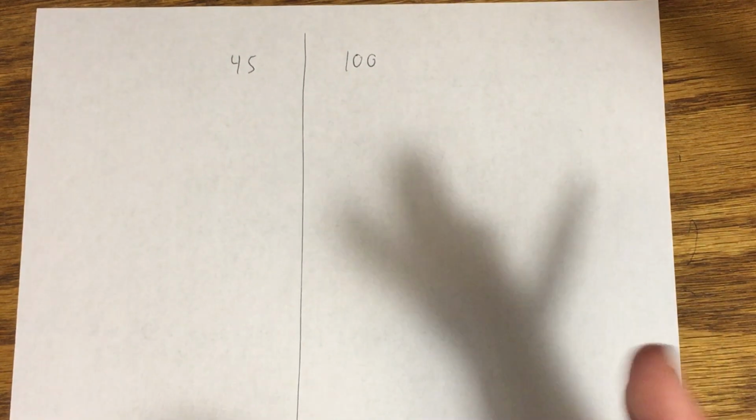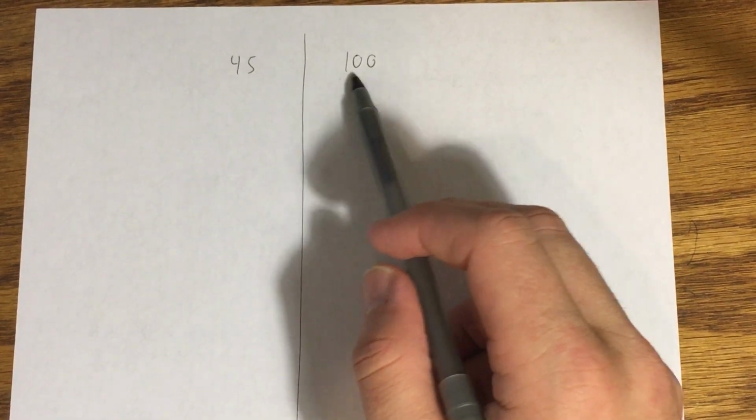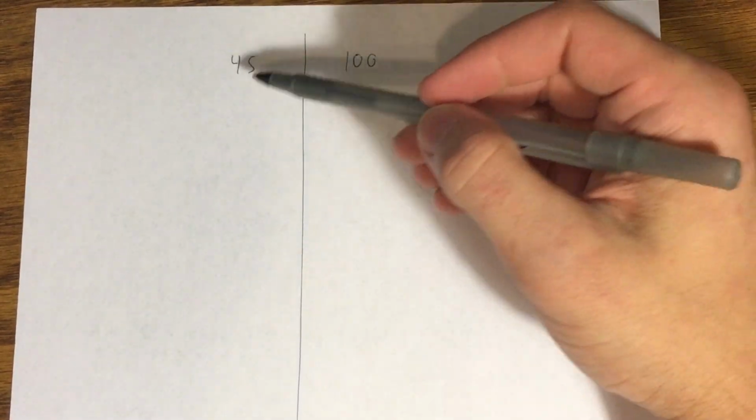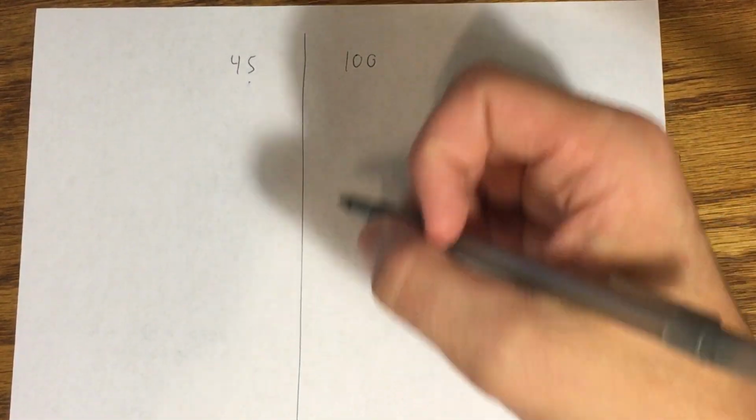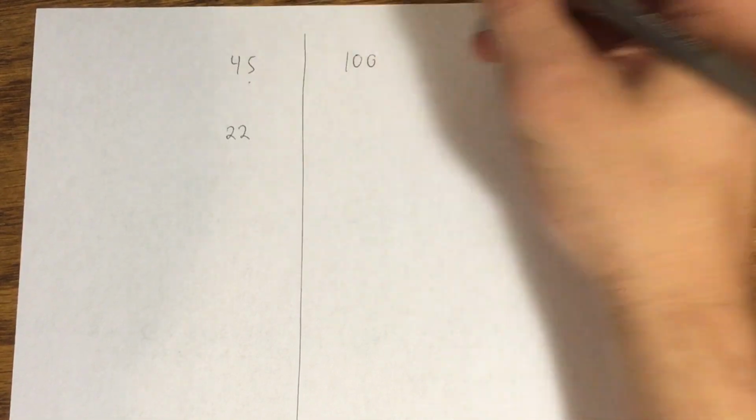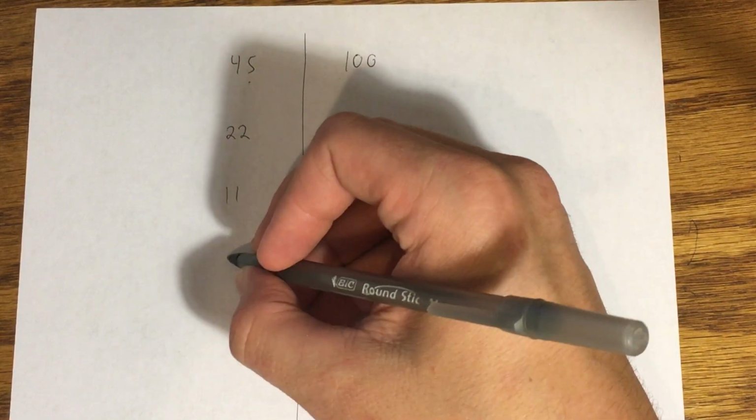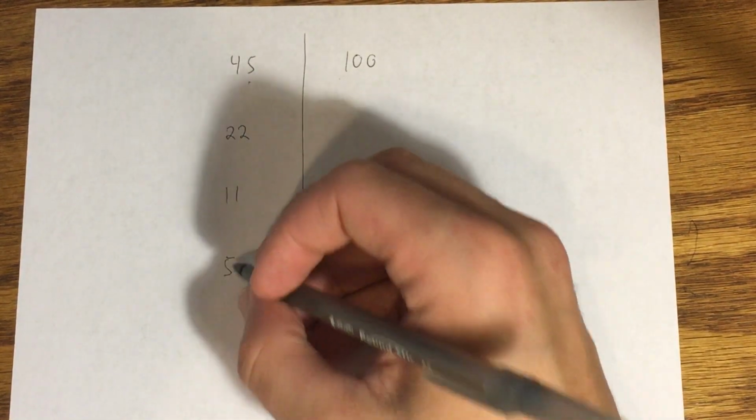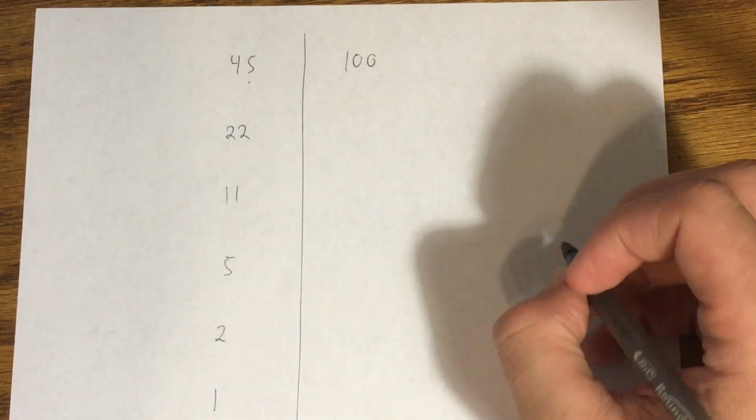So just a reminder, from 4.1 we talked about this technique. What we do is we take the number 45 and put it in one column, the number 100, we put that in another column, and then we divide by 2 here, cutting off any decimals that appear until we get down to a 1. So 45 divided by 2 would be 22.5, but we just write 22. Half of that is 11. Half of that would be 5.5, we just write 5. Half of that is 2.5, we just write 2. Half of that is 1.